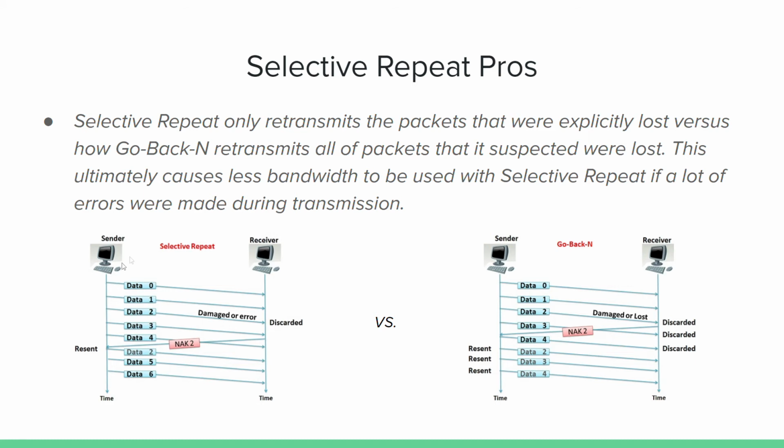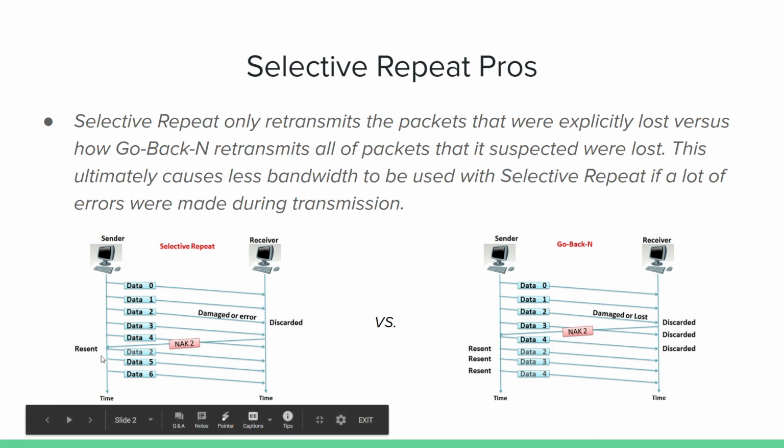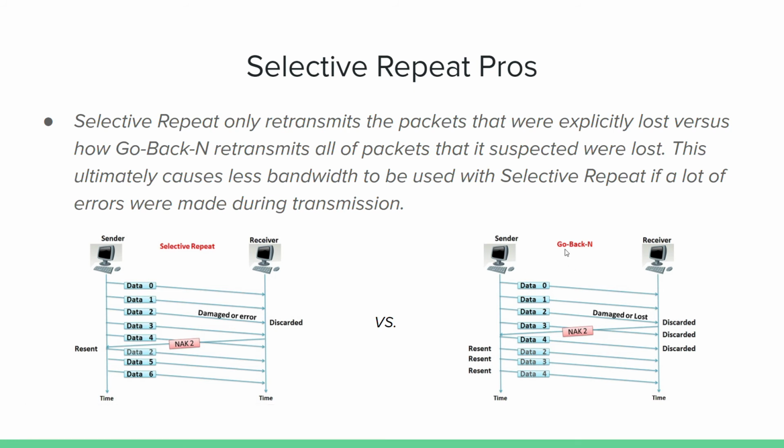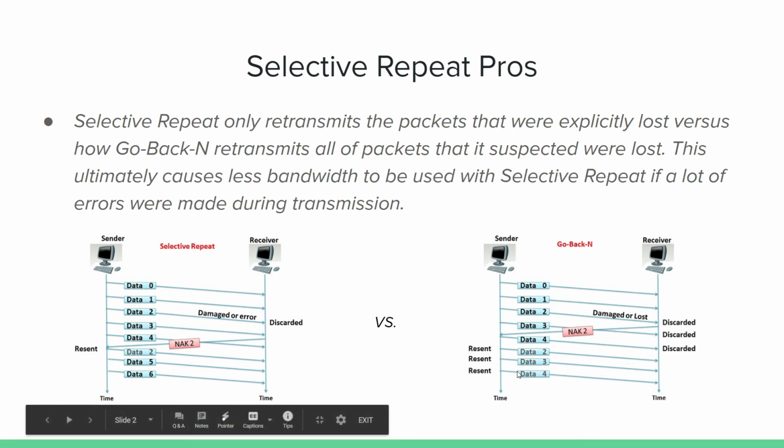As you can see down here with selective repeat, there was only one damaged packet, and it ultimately discarded it and then resent it. Versus over here in go back N, you can see how we end up getting one damaged packet, but we discarded 3 and had to resend 3 packets versus only the 1.